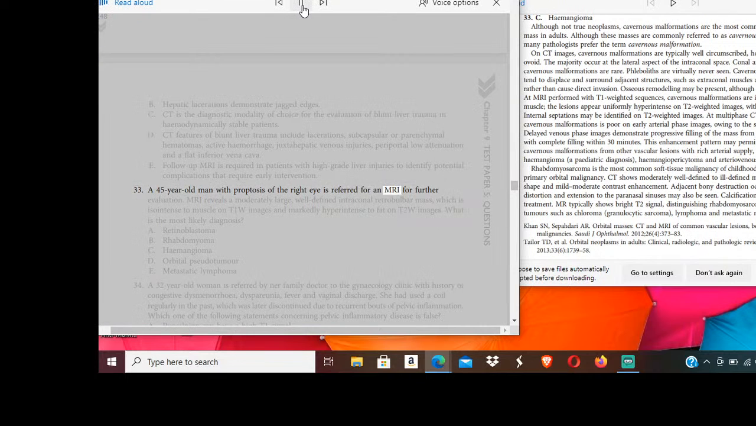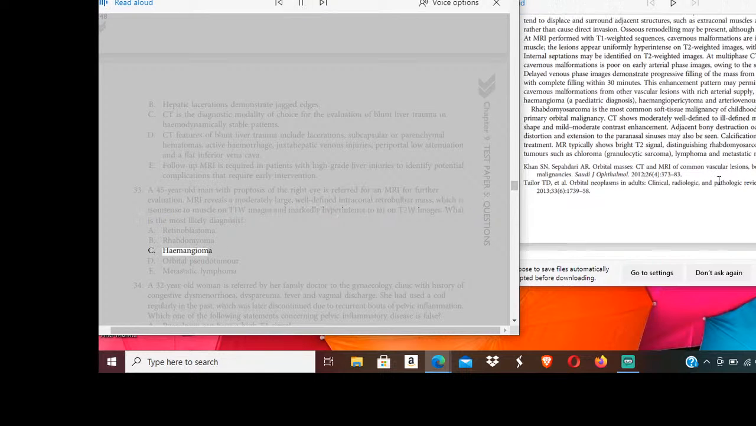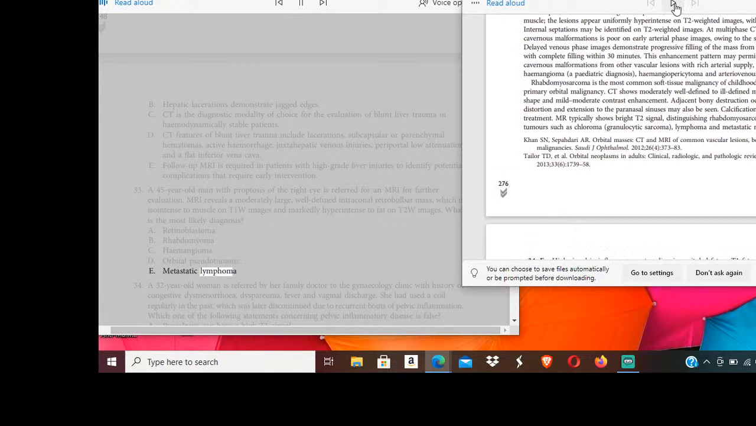33. C. Hemangioma. A 45-year-old man with proptosis of the right eye is referred for an MRI for further evaluation. MRI reveals a moderately large, well-defined intraconal retrobulbar mass, which is isointense to muscle on T1W images and markedly hyperintense to fat on T2W images. What is the most likely diagnosis? A. Retinoblastoma. B. Rhabdomyoma. C. Hemangioma. D. Orbital pseudotumor. E. Metastatic lymphoma.